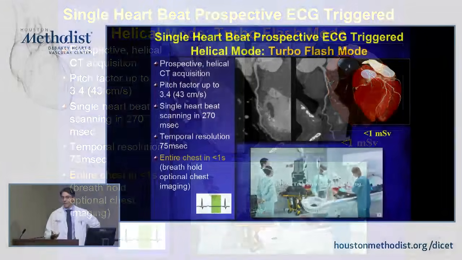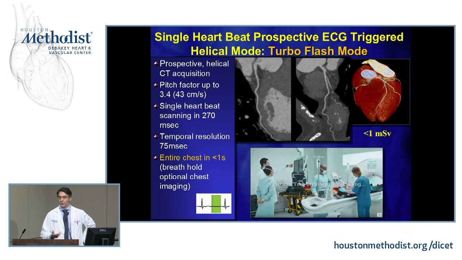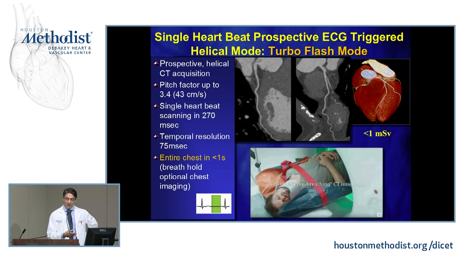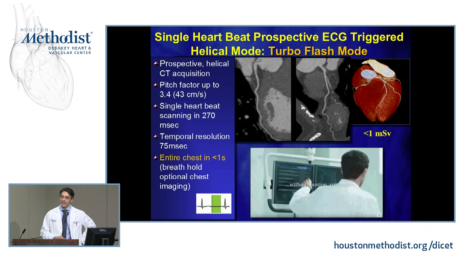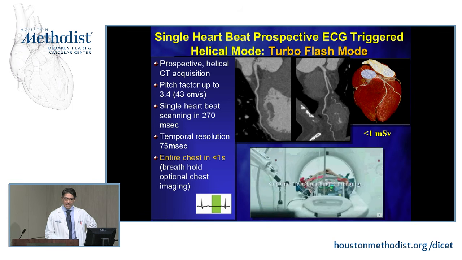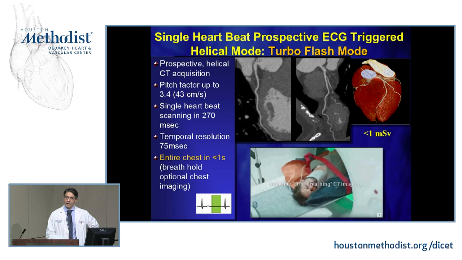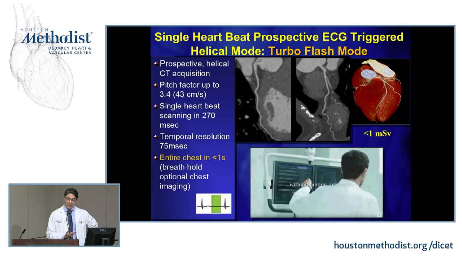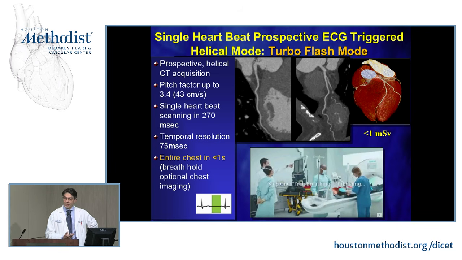And what does that mean? You're delivering radiation over a much shorter period of time. So we can routinely get studies less than 1 millisievert. An entire chest can be done with these scanners in as fast as half a second. So we went with speed, and with speed came the ability to offer much lower radiation doses.